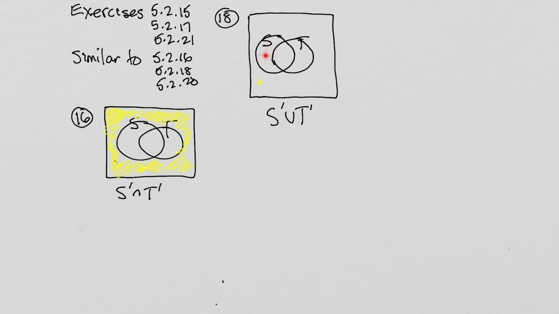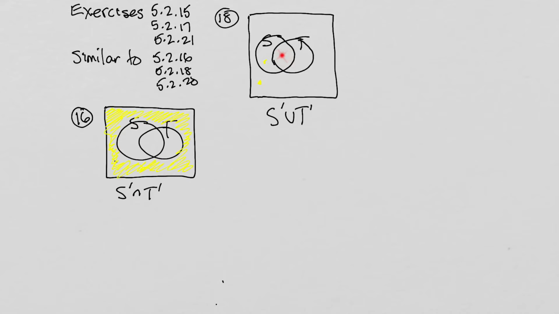Then what about here? Is this point outside of S? No. Is it outside of T? Yes. Now remember, it's an or, so I just need this one or this one to be true. This one is not true. It's not outside of S, but this one is true. It is outside of T. So let's put a point there to remind us to shade that region. And then what about this region right in here? Is it outside of S? No. Is it outside of T? No. So nothing in here works.